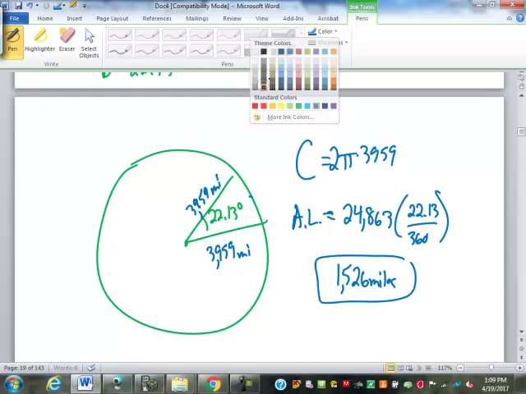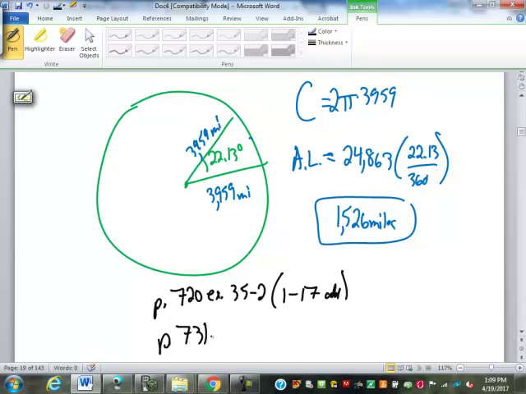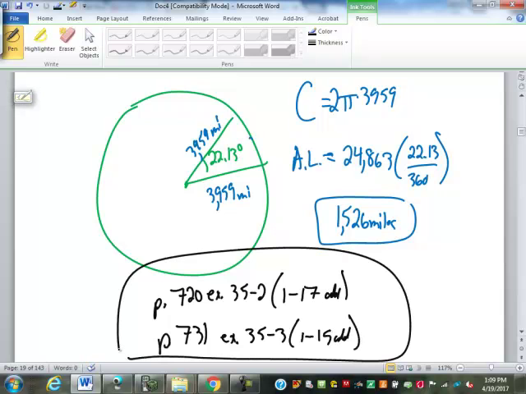Okay. In your packet, the old Smith packet, the one we've been working on, page 720, exercise 35-2. There's 1 through 17 there. Just want to do the odd or define. And page 731, exercise 35-3. 1 through 15, if you just want to do the odds there, that is also fine. Those are some pretty complex applications, and some of them, especially the 731 ones, are pretty tight. There's some tough ones there.